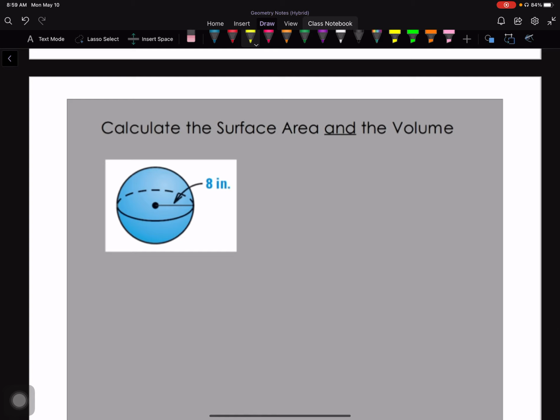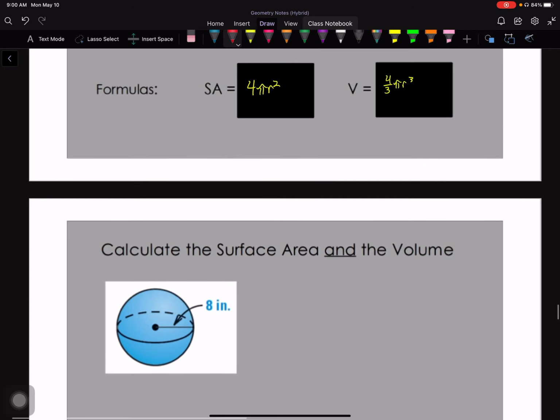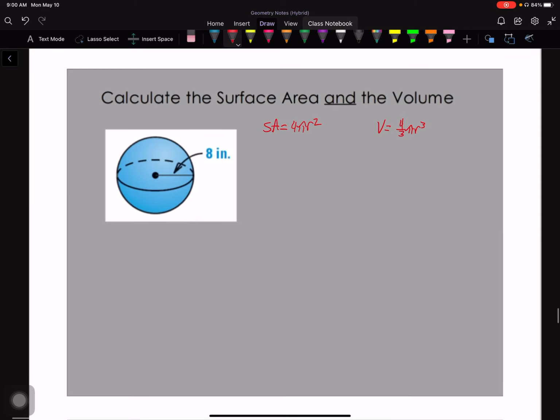So here we go. Calculate the surface area and the volume. Holy cow, we're going to have to do both. That sounds like a pain. Just kidding. That won't be too bad because I know my radius. It's the only thing I need to know. So here we go. Surface area equals 4 pi r squared. Volume equals 4/3 pi r cubed. Let's copy it down here so we don't have to keep going back up in case you forgot.